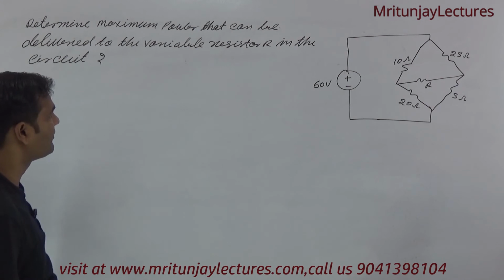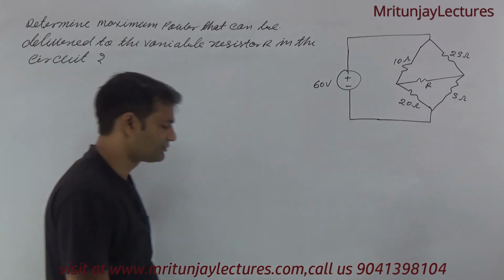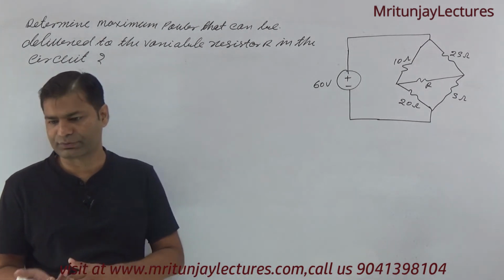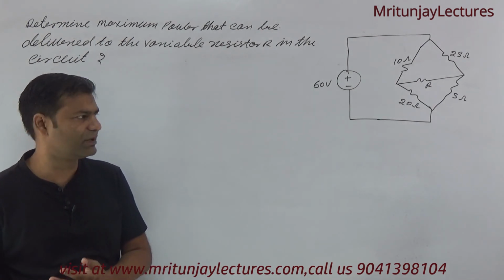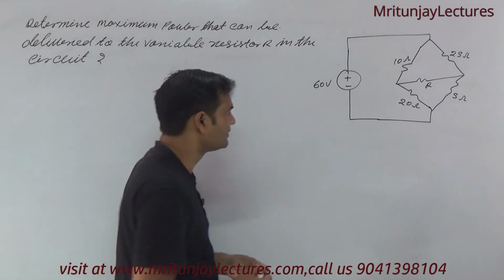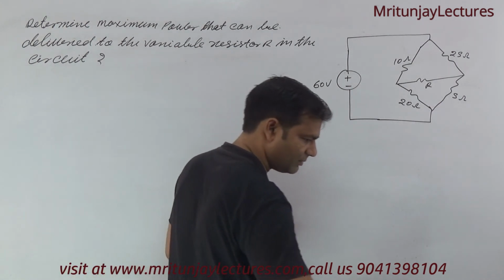Determine maximum power that can be delivered to the variable resistance R in the circuit. Okay, so our motto is to determine the resistance corresponding to maximum power. That means we determine RTH and also P max. So first of all, remove it.